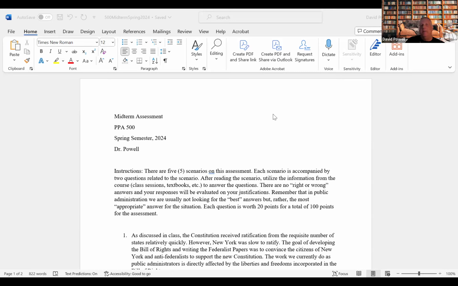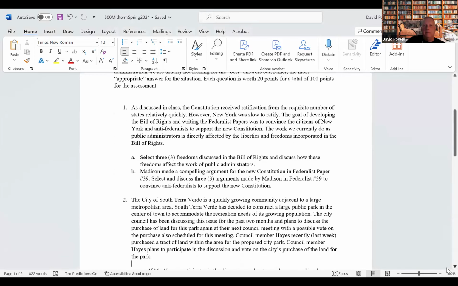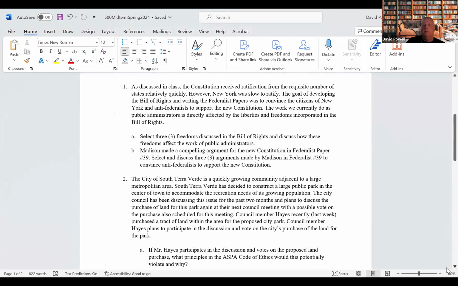So the premium is really placed upon your ability to discuss and justify the answers that you are providing. People could address these questions in a multitude of different ways, and all those ways could be considered full credit if you do a good job of justifying the answer that you are providing. Each scenario, 5 scenarios, each one worth a total of 20 points, 2 questions related to each one of those scenarios. So let's walk through those scenarios if you haven't taken a look at them yet, and just make sure everyone is comfortable with what you're going to be doing on this midterm assessment.